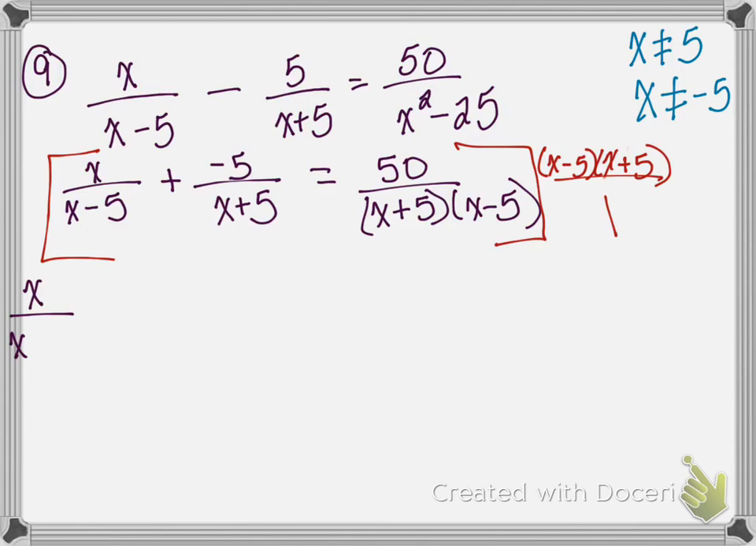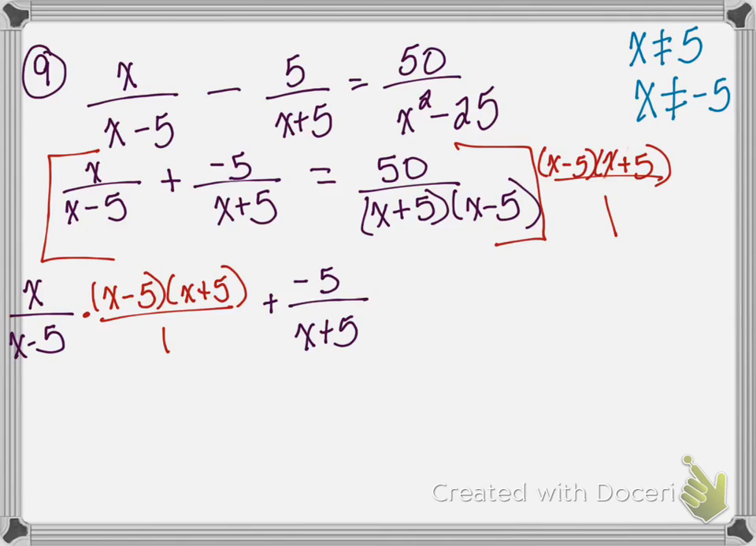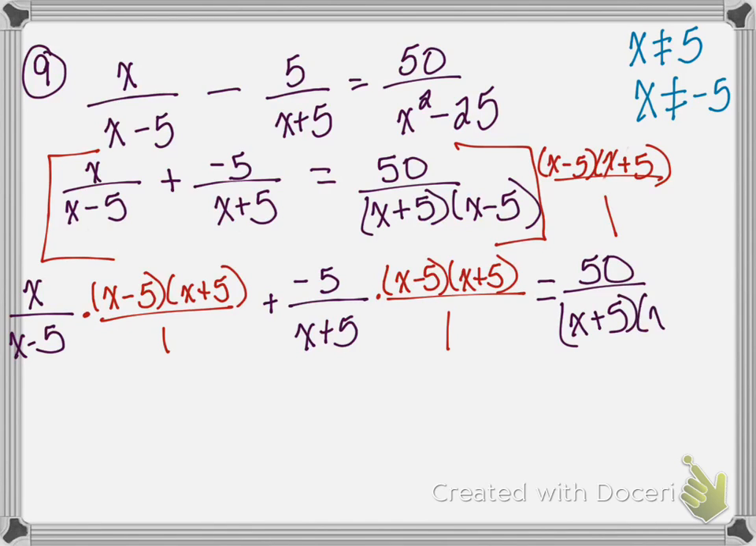X over x minus 5 times x minus 5 times x plus 5 over 1 plus negative 5 over x plus 5 times x minus 5, x plus 5 over 1 equals 50 over x plus 5, x minus 5 times x minus 5, x plus 5 over 1.